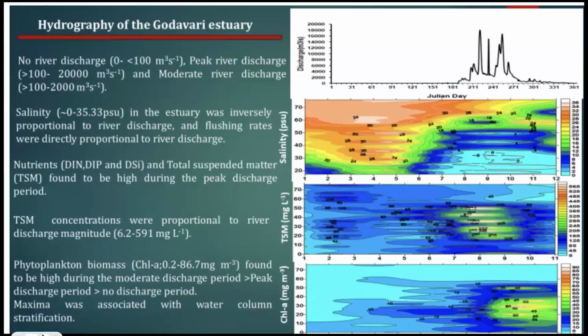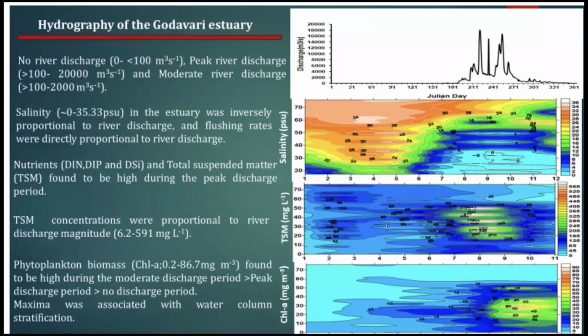So this is just the hydrography. The first graph is about the river discharge pattern, which mainly starts soon after the monsoon, and it was highest at more than 20,000 cubic meters per second. Based on the river discharge pattern, we divided the seasons into no discharge period, moderate discharge, and big discharge, based on the magnitude of the discharge. Significantly, it controlled all the hydrography like salinity, nutrients, suspended matter, phytoplankton biomass in terms of chlorophyll. Everything was significantly controlled by this discharge pattern.